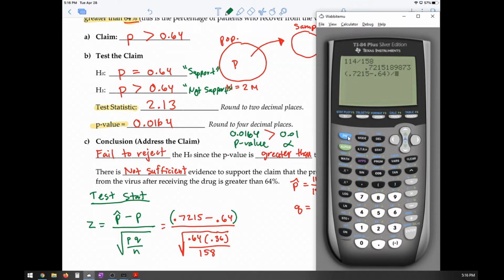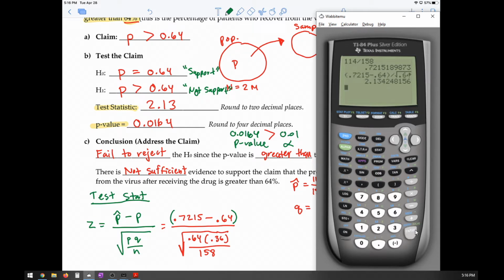So we're going to call the square root by clicking second x squared. Inside that, we're going to type in 0.64 times. I can do the multiplication sign, I can do a set of parentheses, it doesn't matter. So times 0.36. And then inside the square root, we also have a divide by 158, and escape out of that. And that should do it.